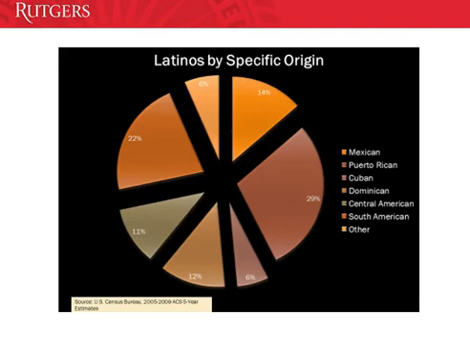This is Latinos by specific origin in New Jersey. And here you can see that the largest group in New Jersey are Puerto Ricans. Remember when we looked at the national map of Latinos, Mexicans made up the largest group, over 63%. In New Jersey, they're only about 14%, but there are large numbers of Puerto Ricans and South Americans.